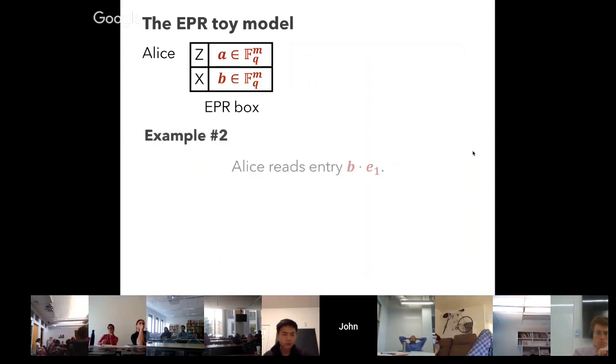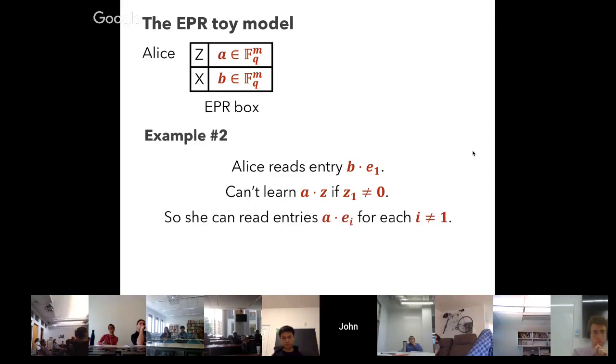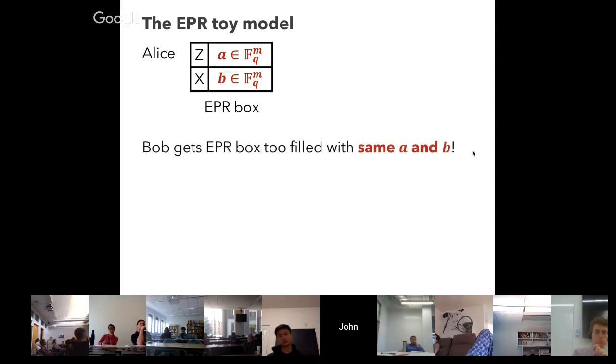Okay, example number 2. Let's say Alice only reads in the X register, she only reads the entry B·e_1. Okay, what does this mean? Well, this means that any Z entry, she can only learn it if Z_1 is equal to 0, and she can't learn it if Z_1 is not equal to 0. So a good set of Z's that are 0 in the first coordinate are again just the standard basis vectors e_2, e_3, e_4, and so on, just not equal to e_1. So she can read the entries A·e_i for each i not equal to 1. And so what does this mean? Well, she just learns A_2 through A_M, but just not A_1. Okay? All right.